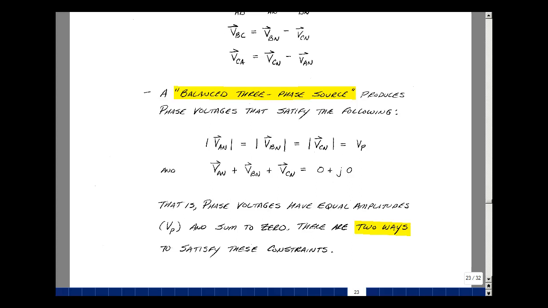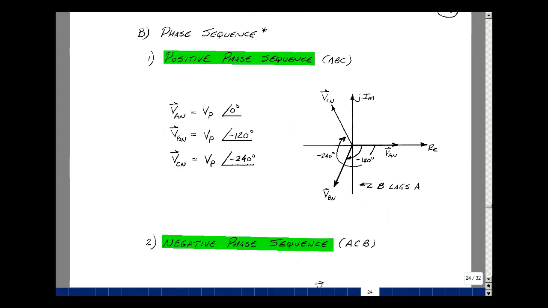There's two ways you can do that, in what's called a positive phase sequence and a negative phase sequence. In power systems, the sequence is always expressed in a clockwise direction. Okay, so here's my vector V sub AN, has a magnitude of V sub P and say at an angle of 0. And then V sub BN I'll let equal to the same magnitude but an angle of minus 120. And then V sub CN, same magnitude but the angle of minus 240.